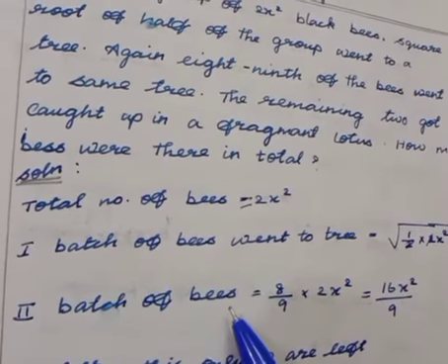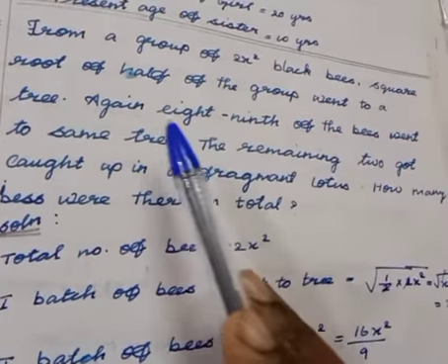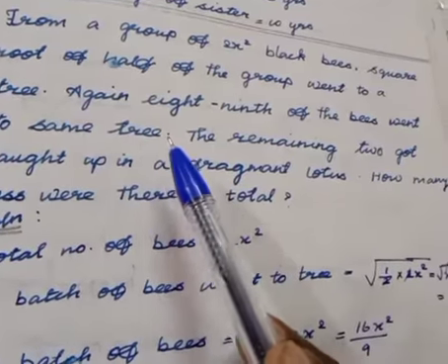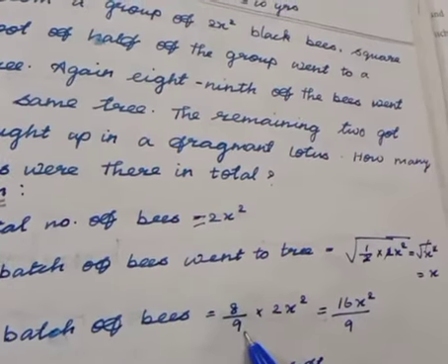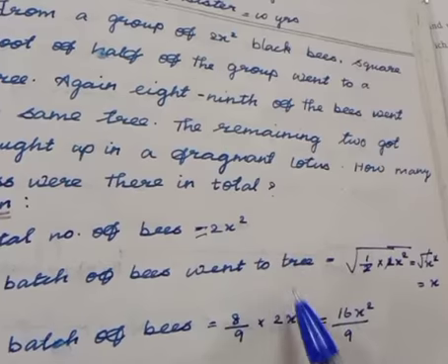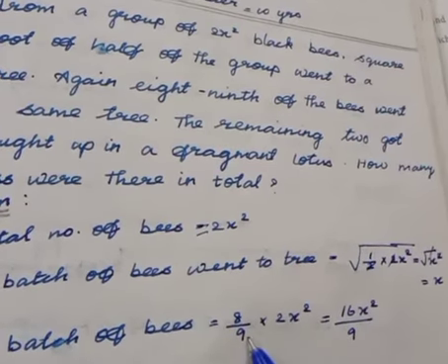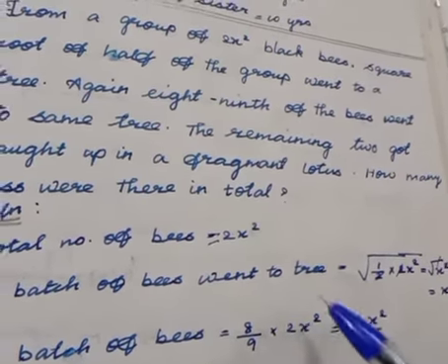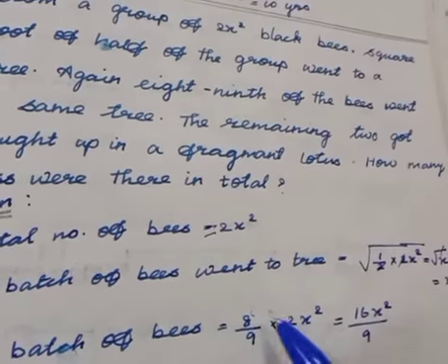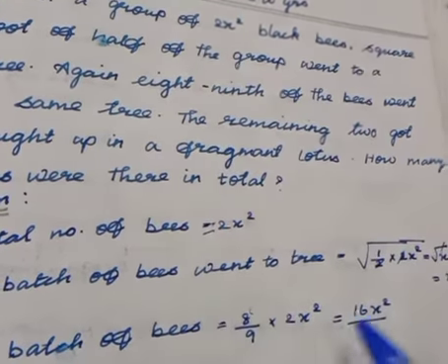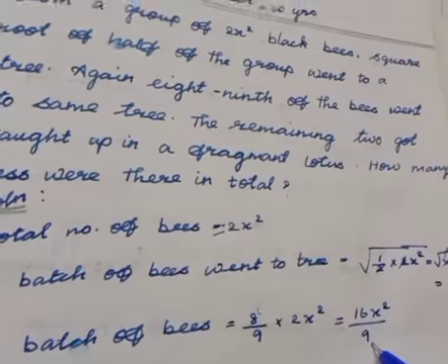The second batch of bees, that is 8/9, again 8/9 of the bees went to the same tree. So that is 8/9 of the total number of bees, 2x². Now is cancelling possible? No. So you have to multiply these two. 8 2s are 16. 16x² by 9.